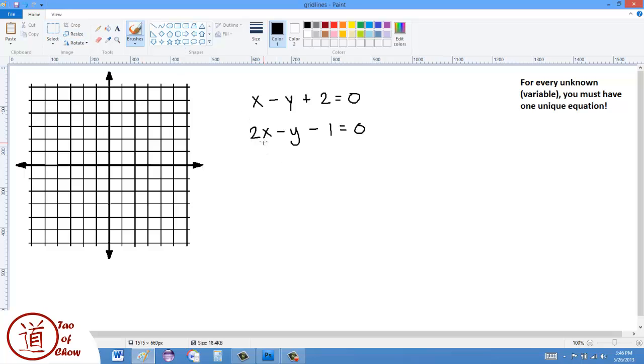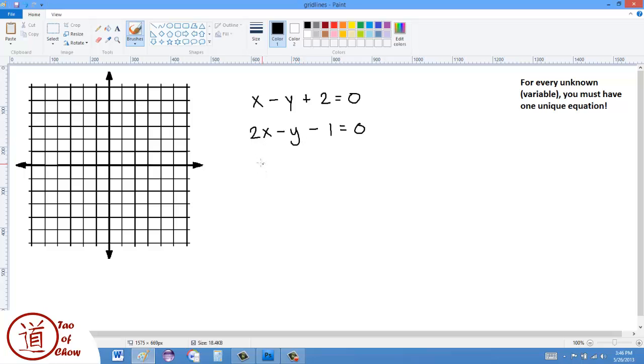Okay, so let's take a look at this one, for instance, 2x minus y minus 1. You wouldn't be able to tell me what x or y was because they are both dependent on each other. So x depends on y and y depends on x. However, as soon as I set one of them, then I'd be able to find the other one.